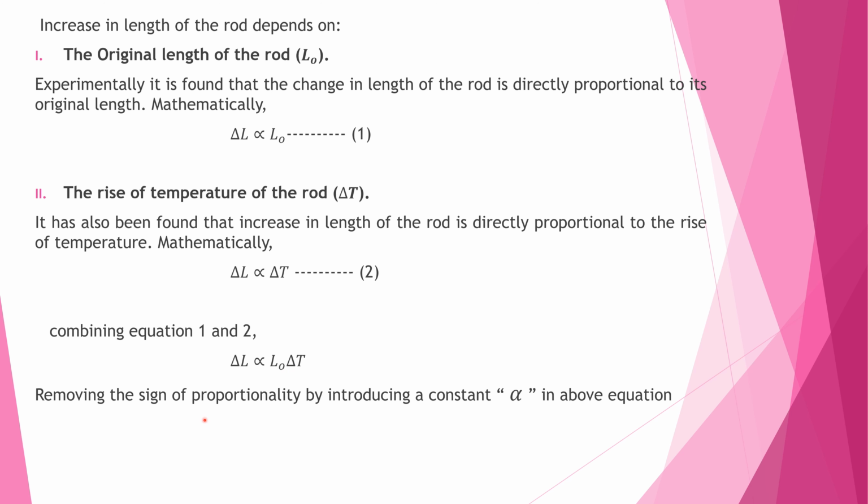By removing the sign of proportionality and introducing a constant alpha, we get delta L is equal to alpha L naught delta T. I mark it as equation number 3. This constant alpha is the coefficient of linear expansion.